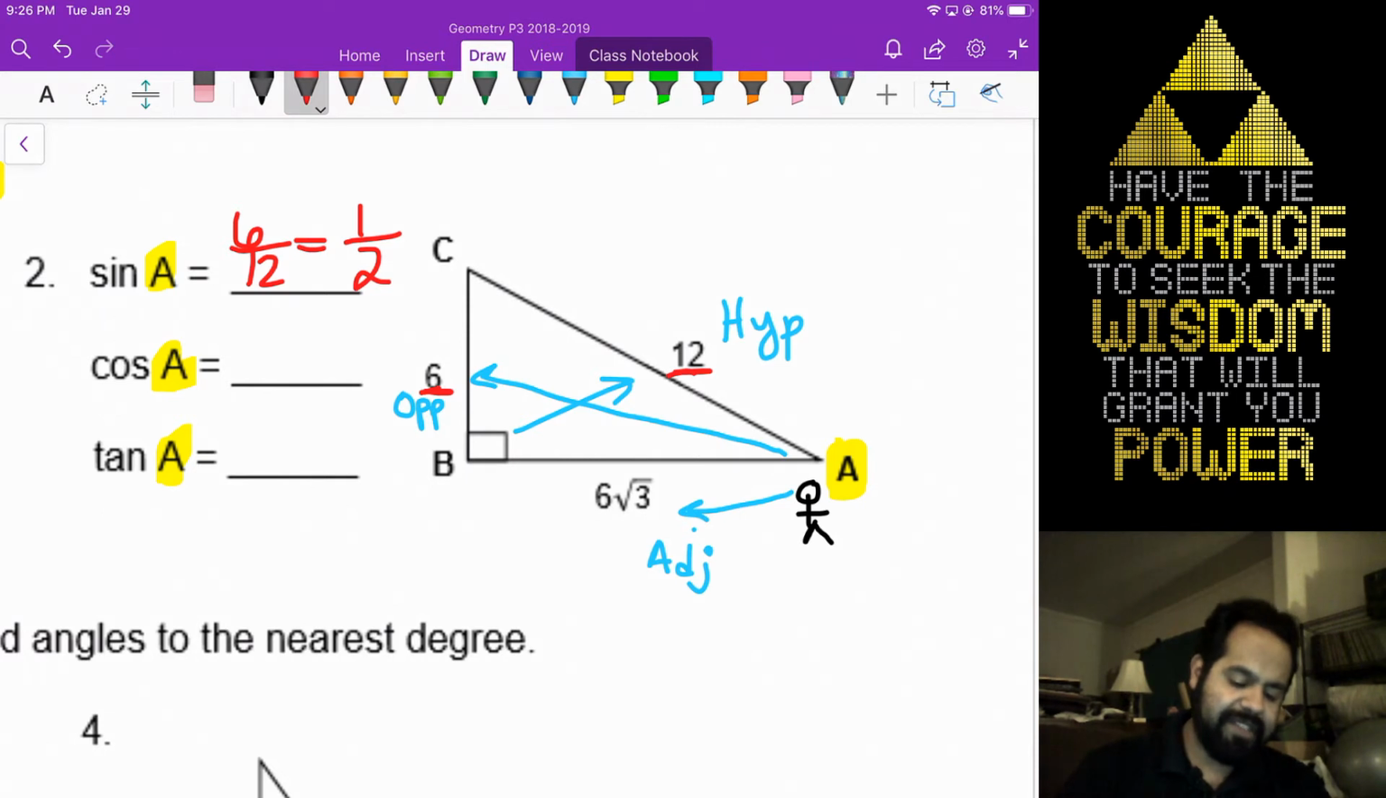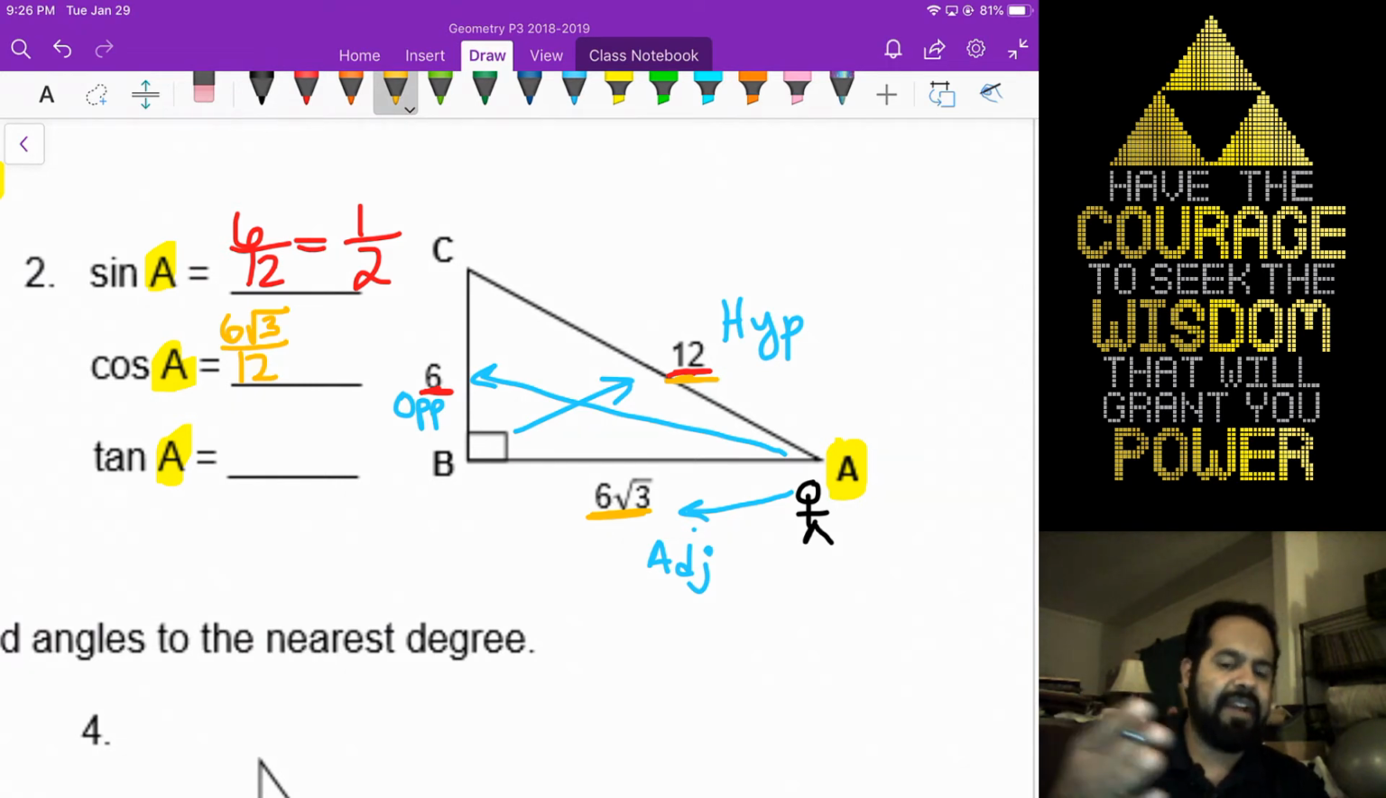Now cosine is the adjacent over the hypotenuse. So I'm going to say 6 rad 3 all over 12. The numbers 6 and 12, because they're outside the square root, I'm going to reduce. I'm not going to reduce the 3, just the 6 and the 12. So that's going to reduce to a 1 over 2. And since it's a 1, we can just write it as the square root of 3 over 2.